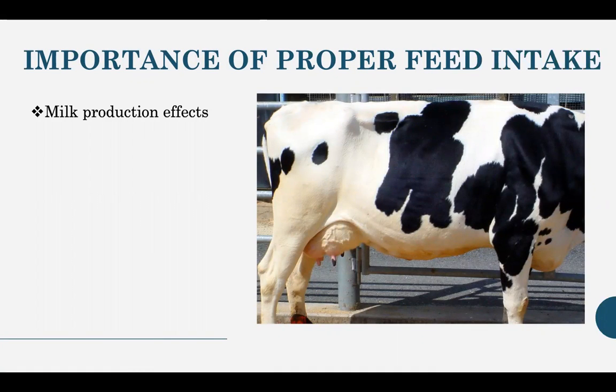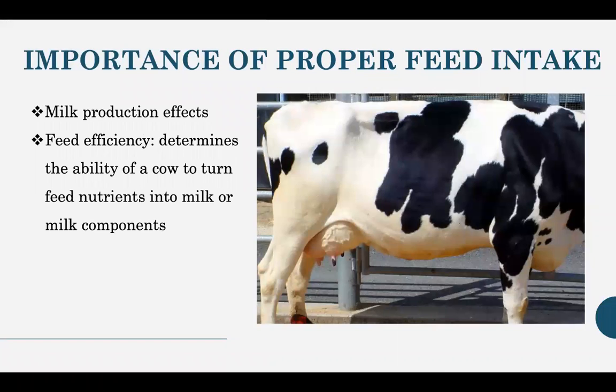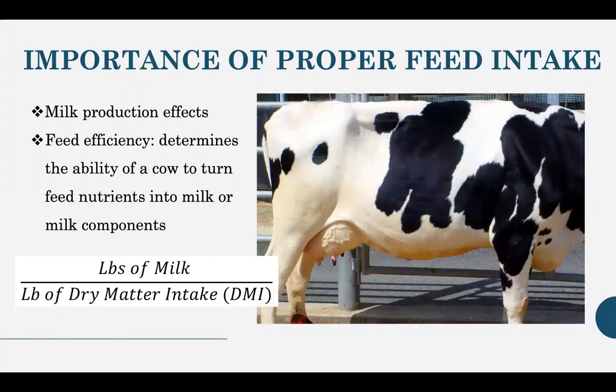This optimal milk production to dry matter intake ratio is known as feed efficiency. This value is very important in evaluating whether your herd is consuming the necessary feed amounts and whether you may need to adjust something to better promote their feeding.